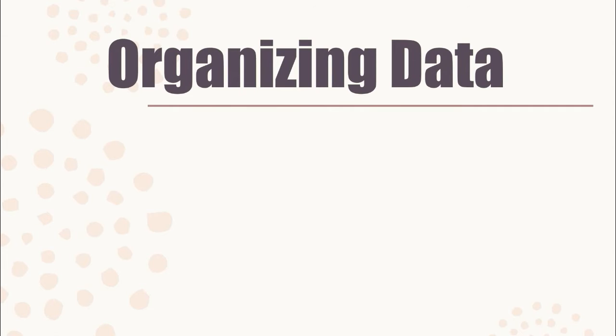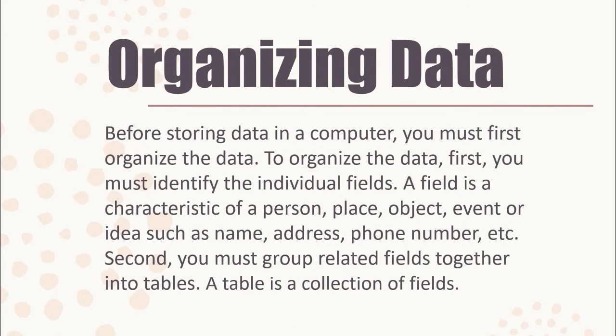The next one is organizing data. Before storing data in a computer, you must first organize the data. To organize the data, first you must identify the individual fields. A field is a characteristic of a person, place, object, event, or idea, such as name, address, phone number, etc. Second, you must group related fields together into a table. A table is a collection of fields.